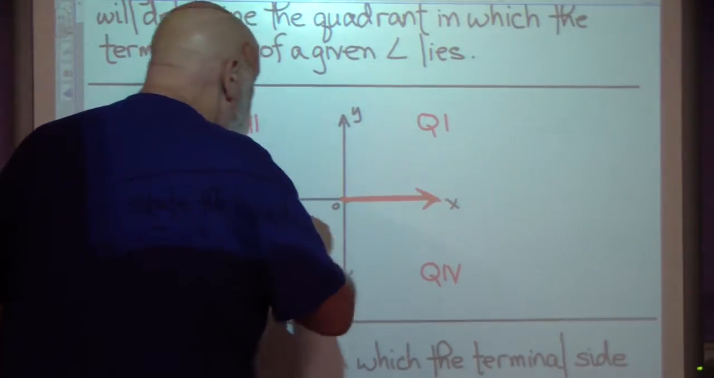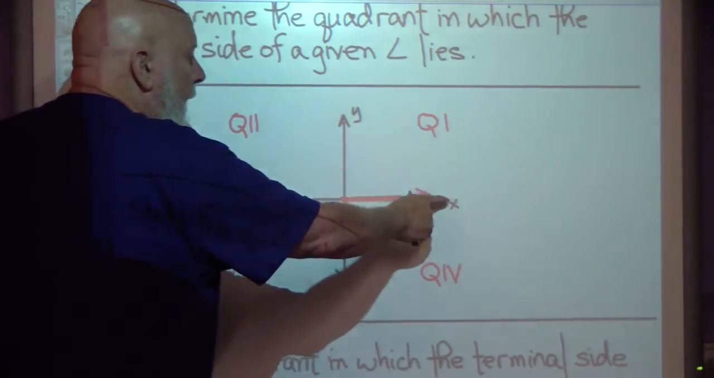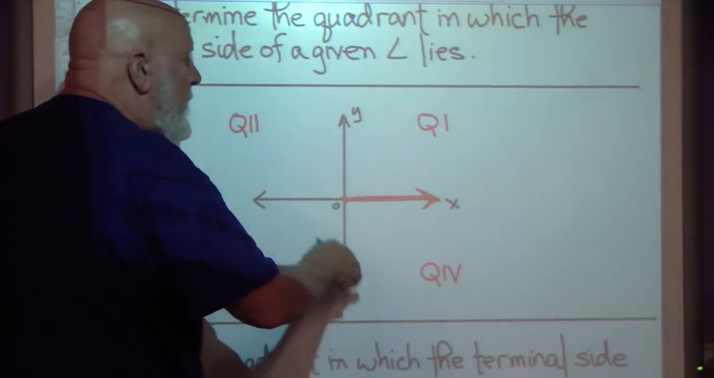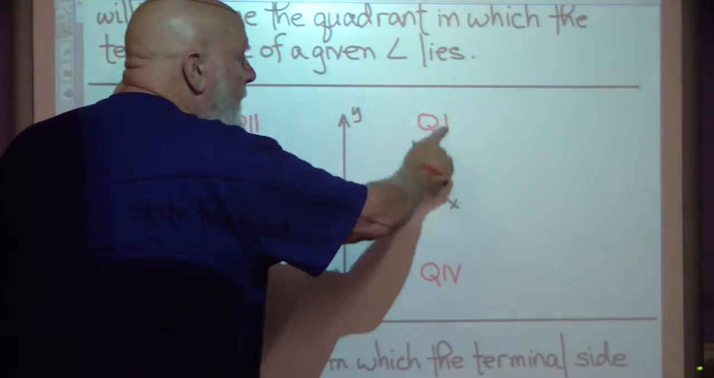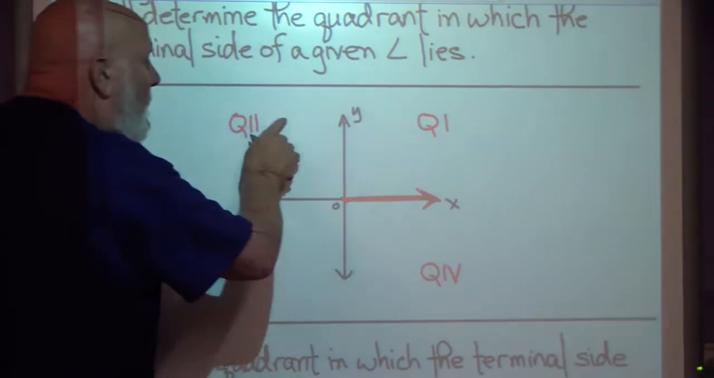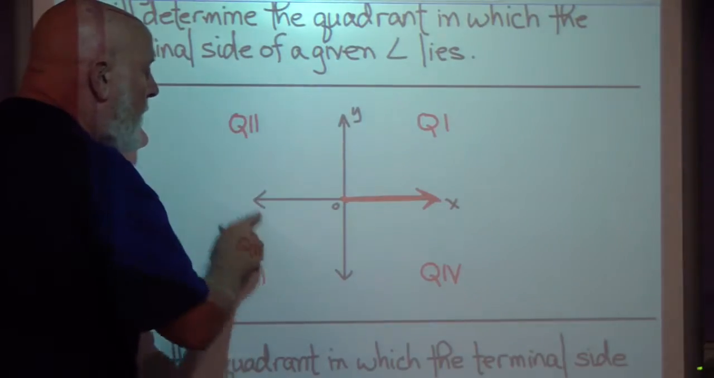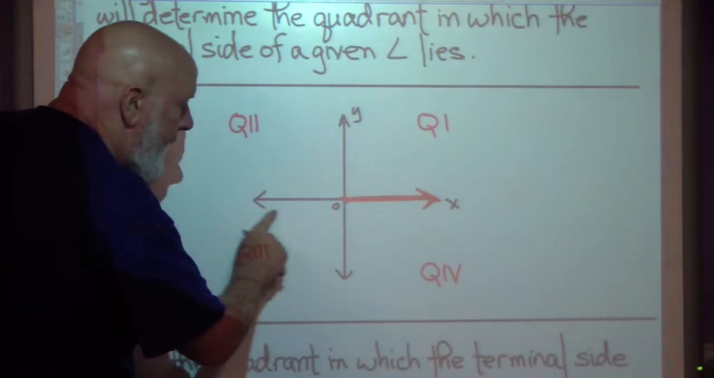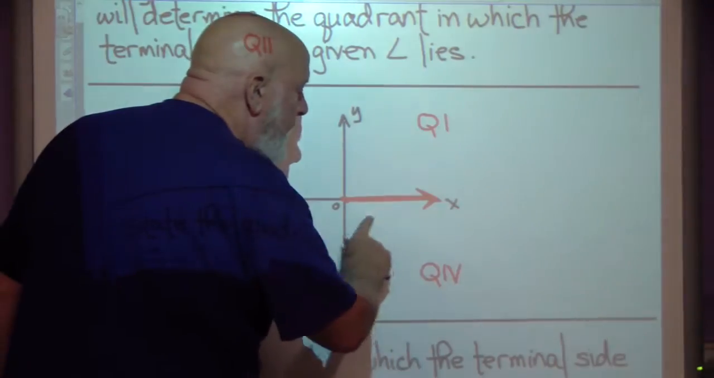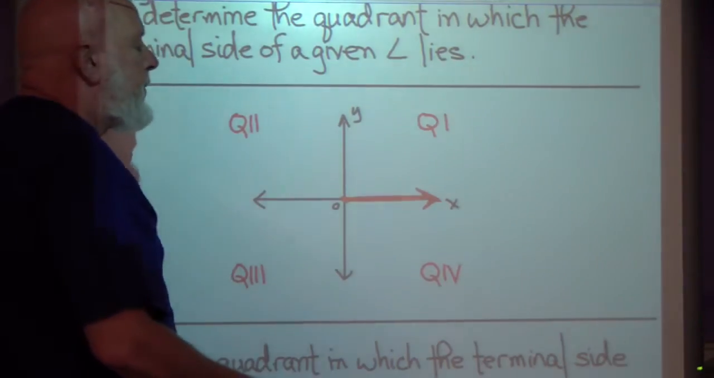These are the quadrants. The axes, the x-axis and the y-axis, chop the plane into 4 quadrants. Quadrant 1 is right here. Quadrant 2, Q2, capital Q, Roman numeral 2. Quadrant 3 is right here. And quadrant 4.